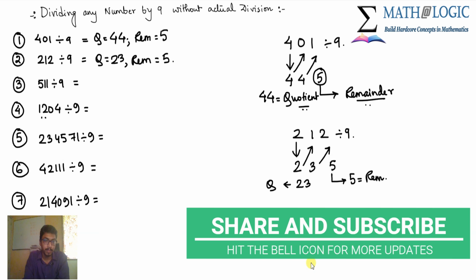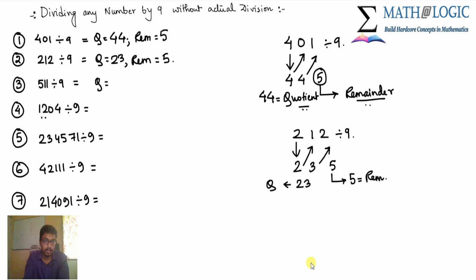The third number, the quotient will be clearly 5, then 5 plus 1, 6, and what will be the remainder? 6 plus 1 is 7. Understood? Okay. Now question number 4. The quotient will be first 1, then 1 plus 2, it is 3, 3 plus 0, 3. What will be the remainder? 3 plus 4 is 7.